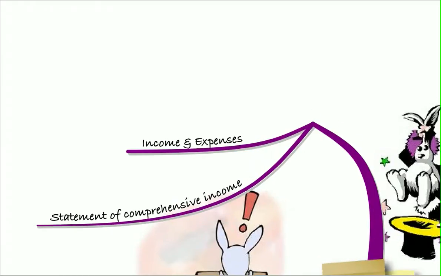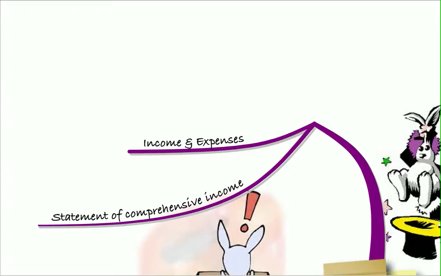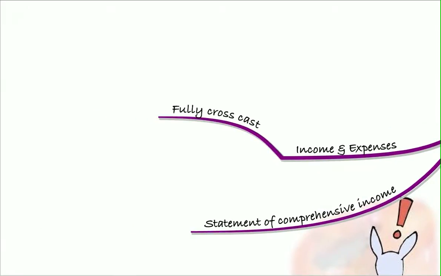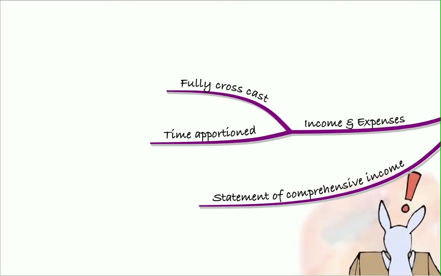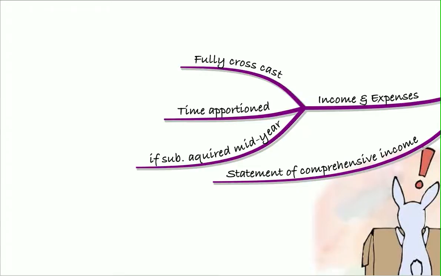So for income and expenses, we're simply going to add across the income and expenses of the parent and the subsidiary. The only time we won't fully crosscast is when we have a mid-year acquisition. So if the subsidiary is acquired mid-year, we'll time apportion the income and expenses of the subsidiary for that time, because prior to when we acquired them, we don't have any right to their income and expenses. So we need to time apportion them if we have a mid-year acquisition.